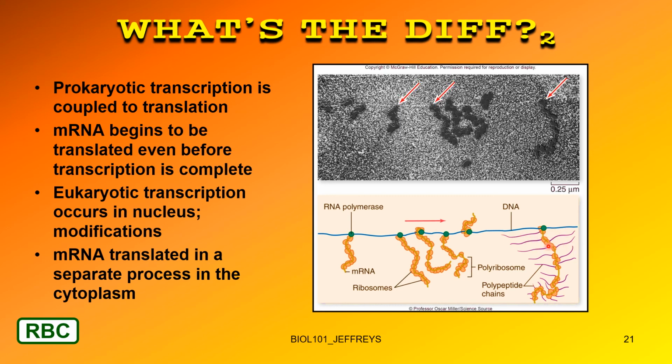So you can see this message hasn't even been fully transcribed yet. It's still coming off of the DNA. But even before it's fully transcribed, these ribosomes are jumping on there and they're translating. And that's what you see here. These are the little polypeptide chains. These are the amino acid chains. These are the little primary structured proteins that are happening here even before the thing is completely transcribed. Okay, pretty cool how that's going on.